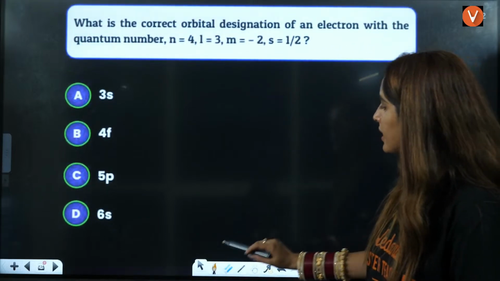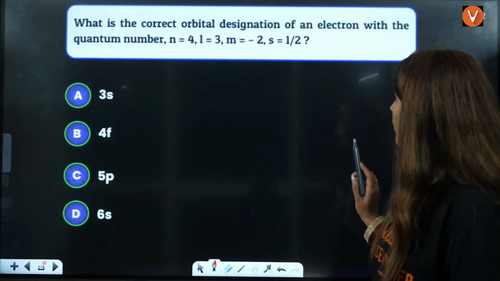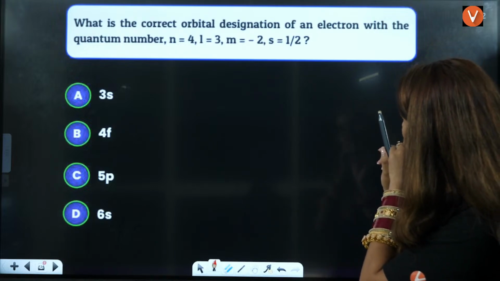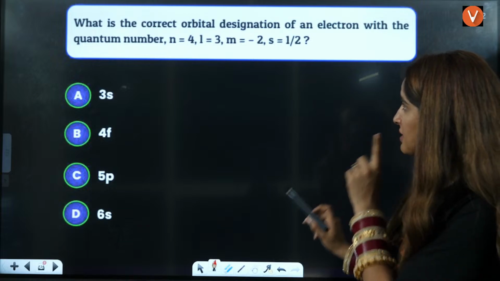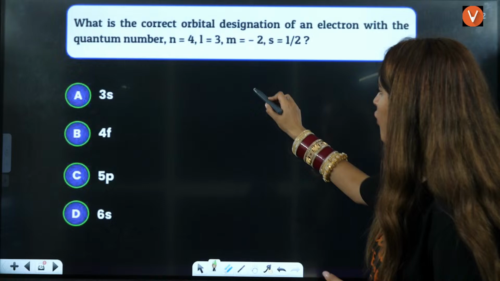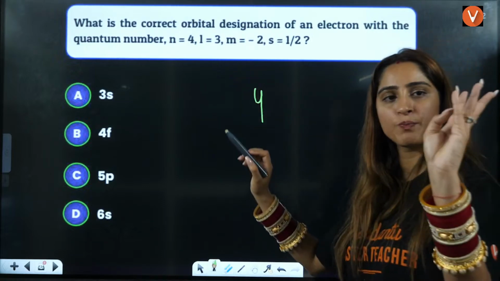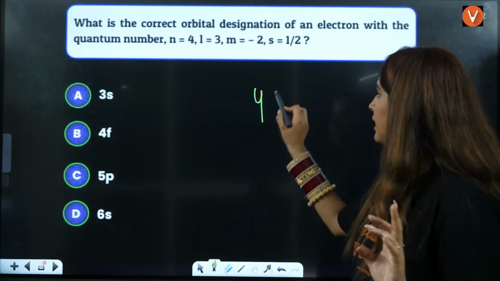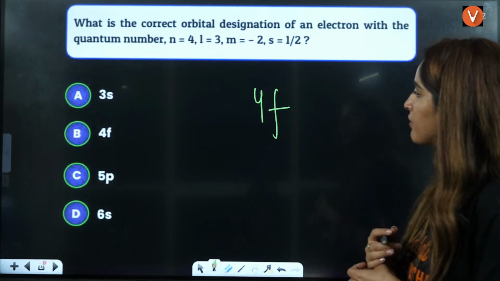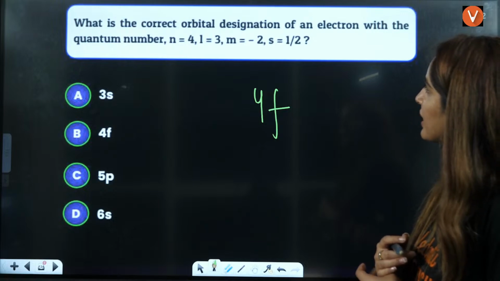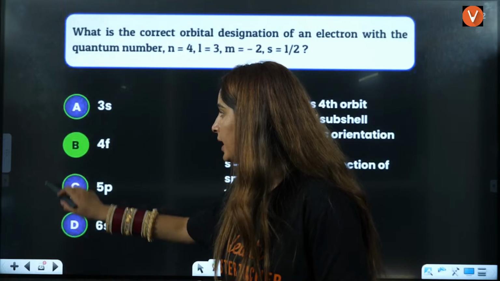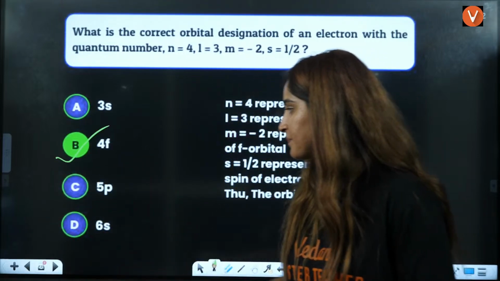Next is, what is the correct orbital designation of an electron with this quantum number? Quantum number is given to you, n is equal to 4, l is 3. S, P, D, F is 0, 1, 2, 3. That means here it is F, so it is 4F. So the correct orbital designation will be 4F. So answer is B, the correct answer, right?